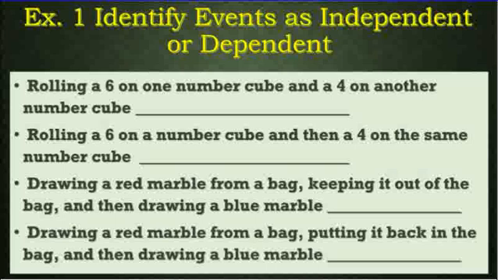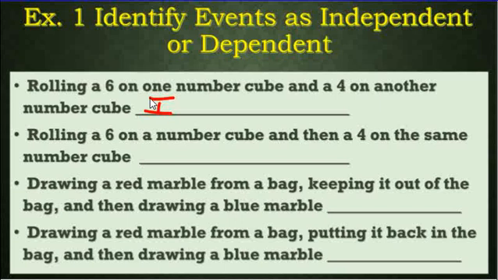Next one, here we want to identify the events as independent or dependent. So rolling a 6 on one number cube and a 4 on another number cube. This would be independent, and the reason this is independent is because whatever you roll on one cube doesn't affect what you're rolling on the other cube. You still have the 6 options.